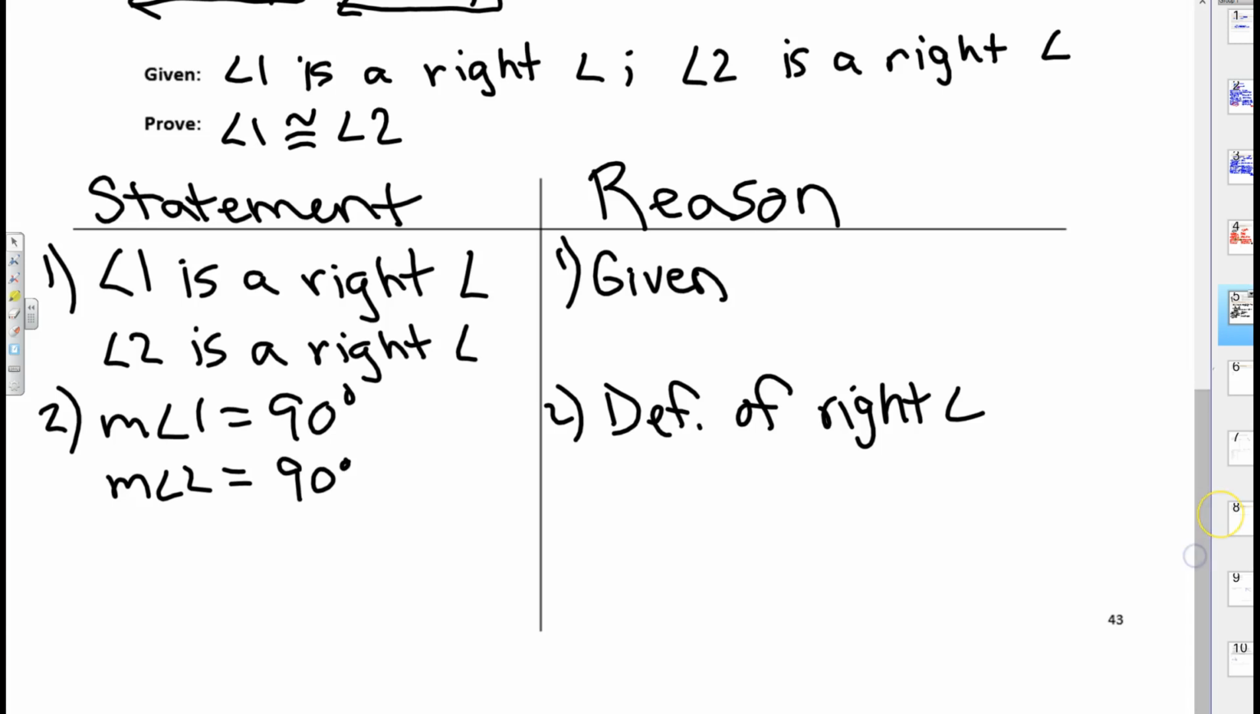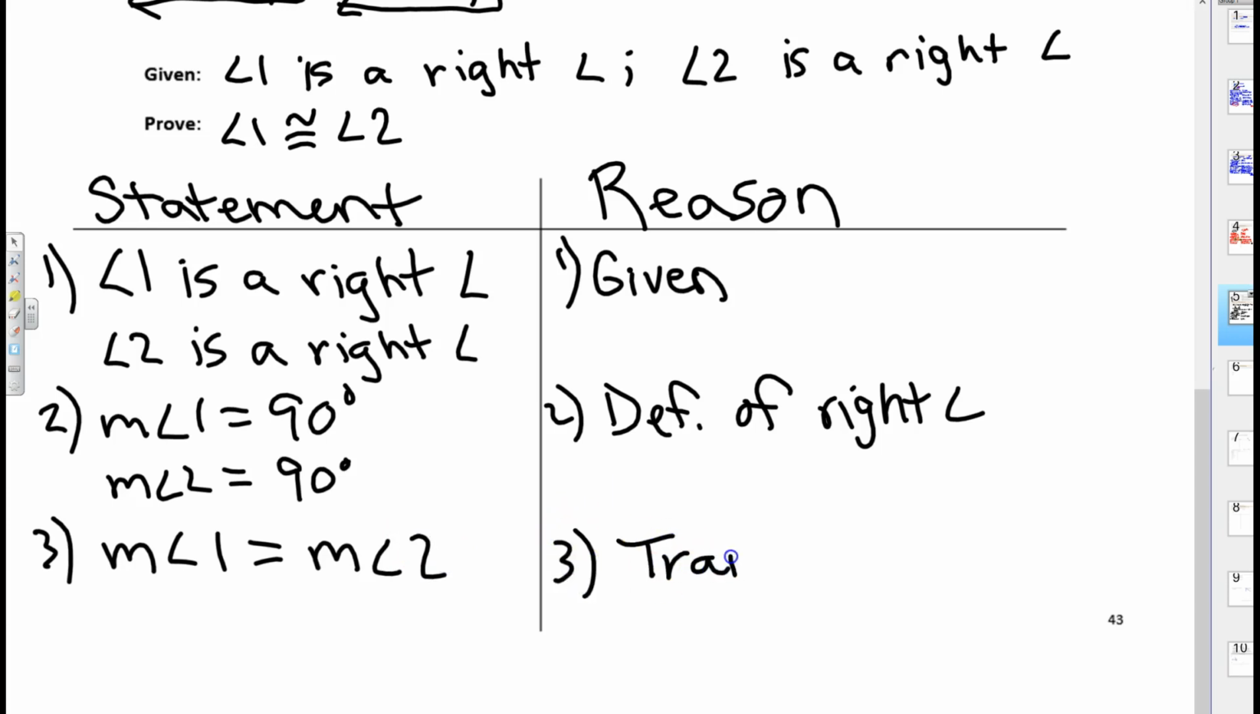Well, now I've managed to set two things equal to the same thing. And whenever that happens, my mind is going transitive property. So that's what I'm going to do. I'm now able to say that because they both equal 90 degrees, the measure of angle 1 must equal the measure of angle 2 by the transitive property of equality, because we're dealing with an equal sign.